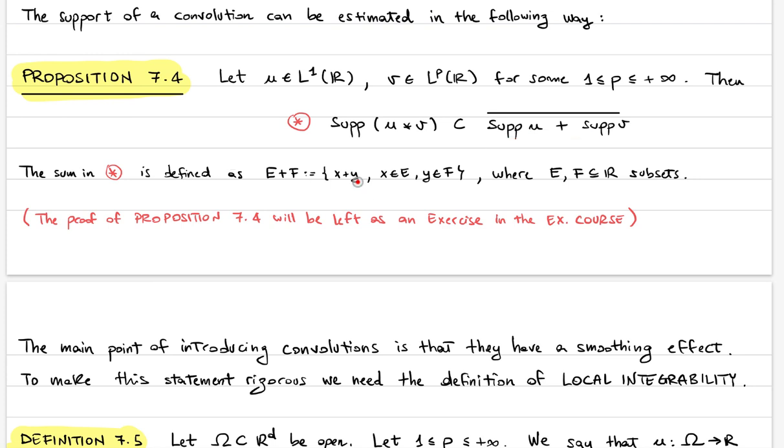So given two sets in R^d, E and F, we define E plus F as the set of all vectors x plus y, where x belongs to E and y belongs to F. Okay, the proof of this proposition will be left as an exercise for the exercise course.